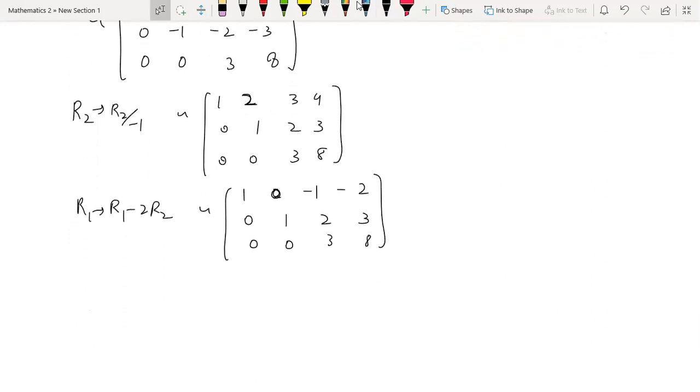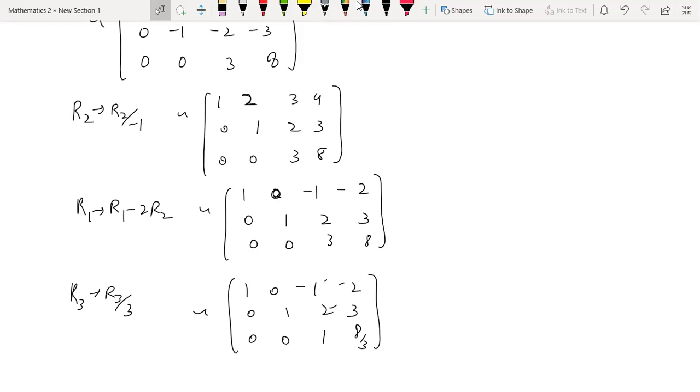In the third row, the leading term is 3, so I need to convert it into 1. So I have to divide by 3: 0, 1, 2, 3, 0, 0, 1, 8 by 3. So in the third column now I have to make these two entries, this minus 1 and 2, converted to zeros.